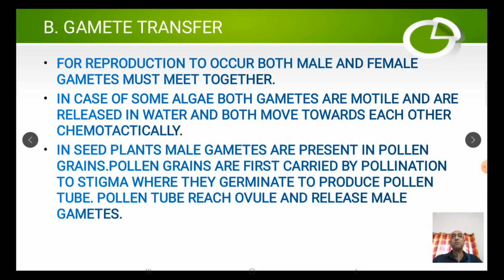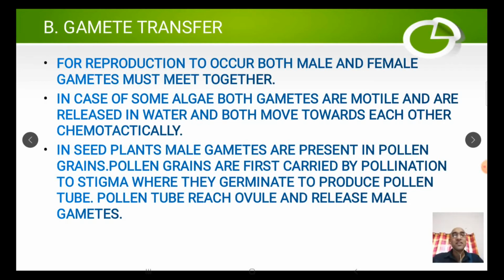Now in case of seed plants, the higher plants, male gametes are present in pollen grains. Now pollen grains are first carried by pollination, that is transfer of pollen grains from anther to stigma, that is called pollination. So once they reach the stigma, they germinate. That you will study in detail in the next videos regarding the sexual reproduction in angiospermic plants.